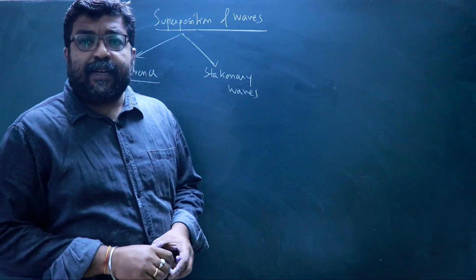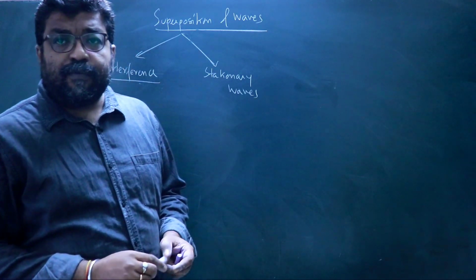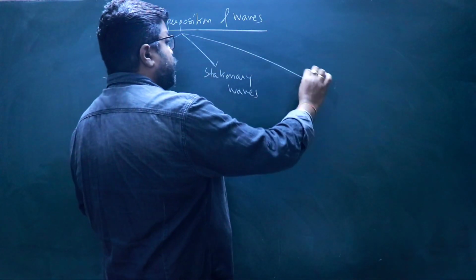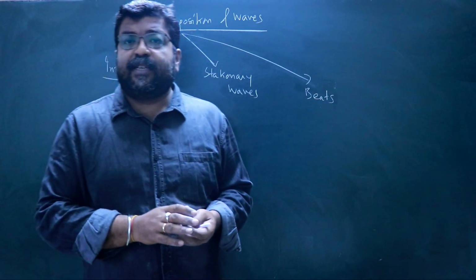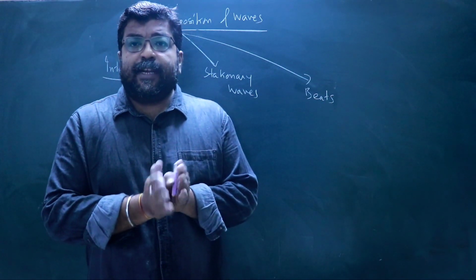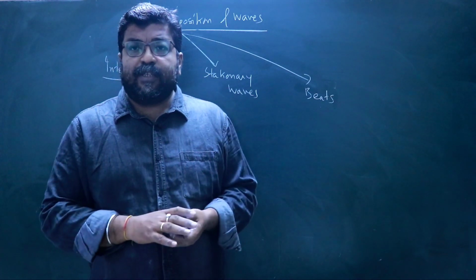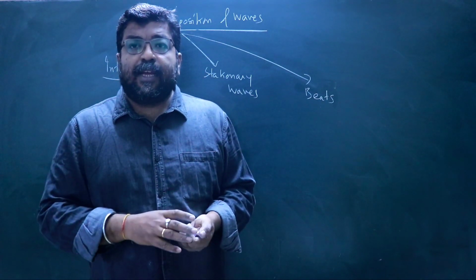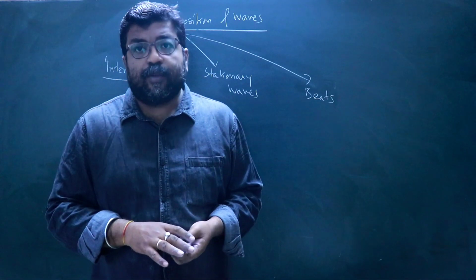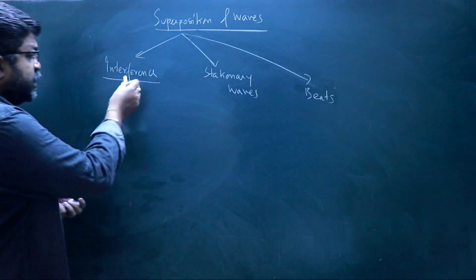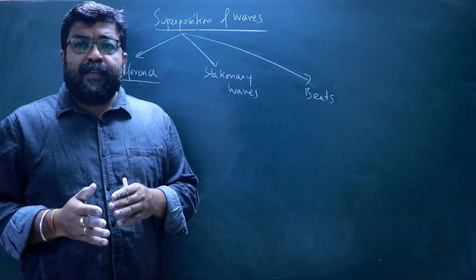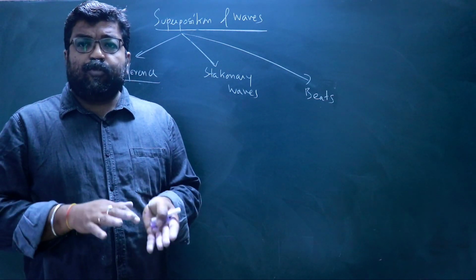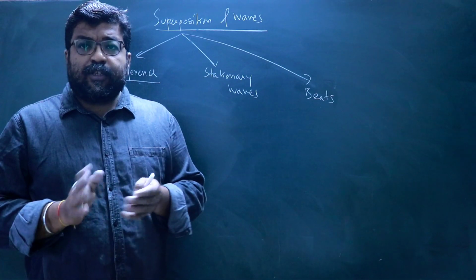Another phenomenon that arises due to superposition of waves is beats. These beats arise due to superposition of identical waves having slightly different frequencies traveling in the same direction. Now in interference, as I told you, we have two identical waves traveling in the same direction undergoing superposition, and they have a constant phase difference.